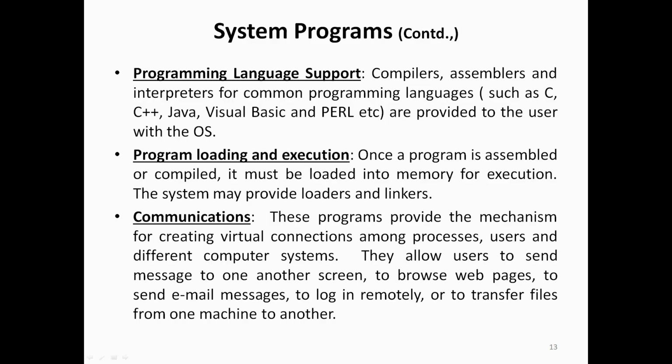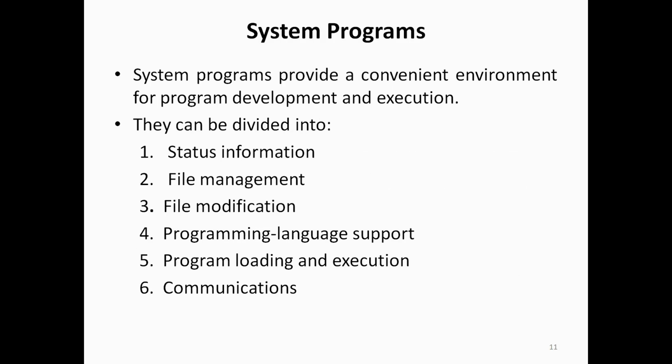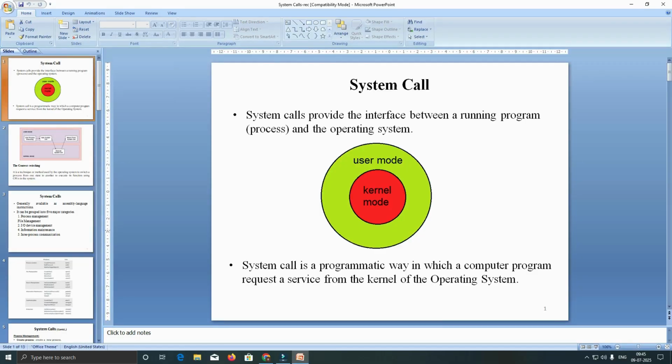So these are the six different types of system programs available in order for the process to access the kernel services, so that it can run in a safer way. So this is the end of system calls.